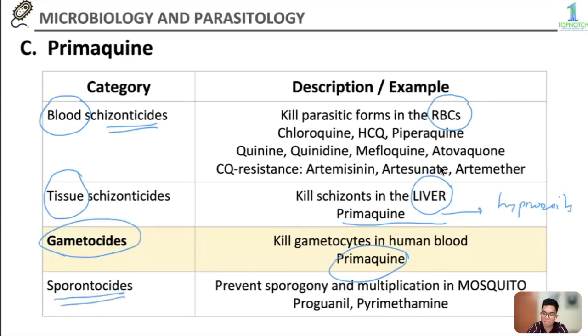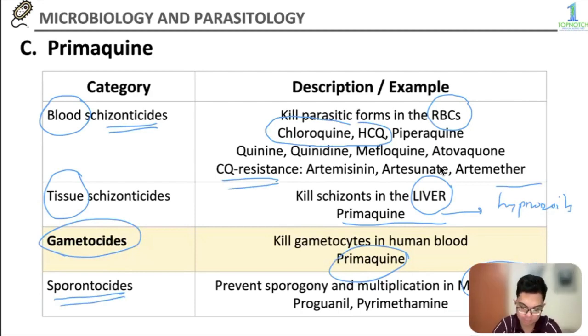Sporontocides are effective for the mosquitoes. Examples are proguanil and pyrimethamine. So again, example of blood schizontocide, balikan lang natin, is your chloroquine, hydroxychloroquine, quinine. And if they're resistant, you can use yung mga sinabi ko kanina, artemether, artesunate, and artemisinin. Okay?